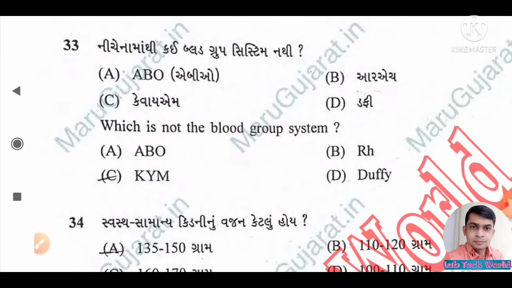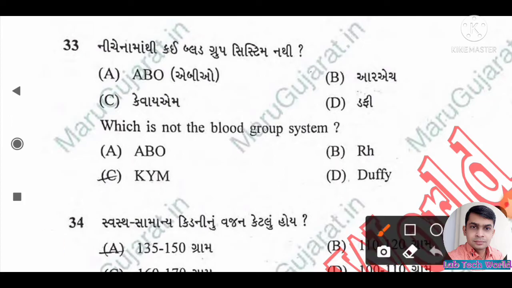Move to the next question, number 33. Which is not a blood group system? Option A ABO, B RH, C KYM, D Duffy. And the correct answer for this question is KYM, which is not a blood group system. So option C is the correct answer for this question, which means it is not a type of blood group system.